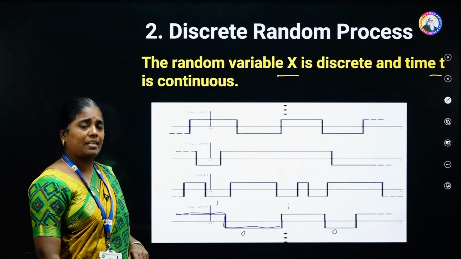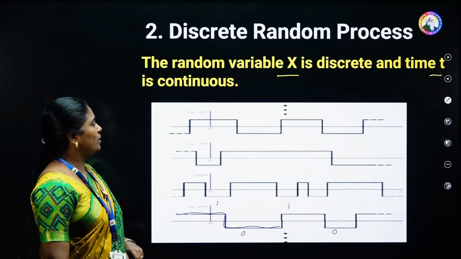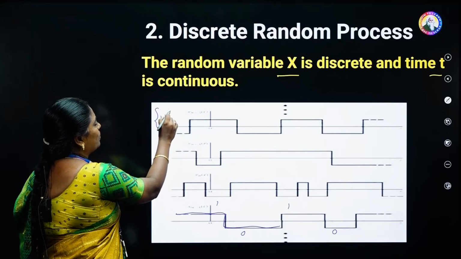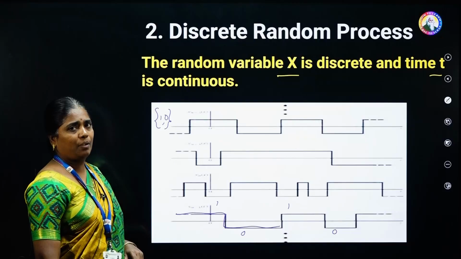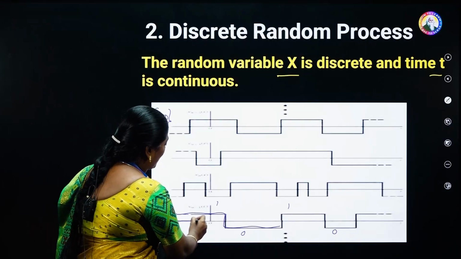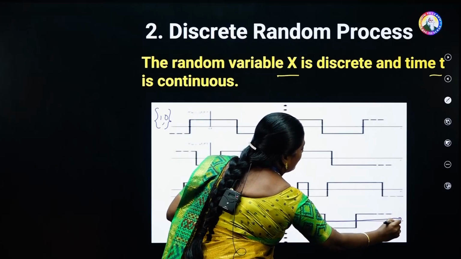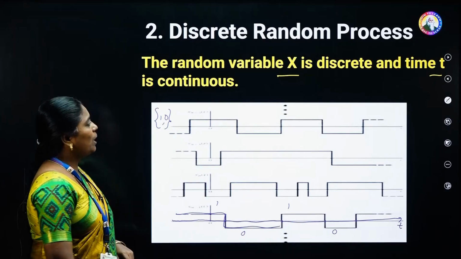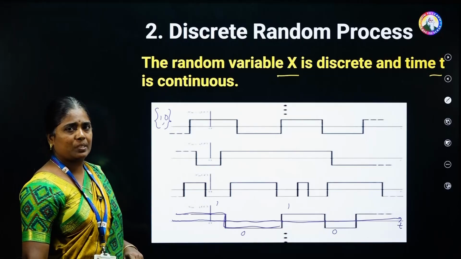Those are known as discrete. That's why the random variable has discrete values only. That means it has only 1, 0. Some specific values we have. Hence it is known as the discrete random variable. But whereas the time t, if you see, is continuous. Isn't it? So that's why t is continuous. The family of all these functions is known as the discrete random process.